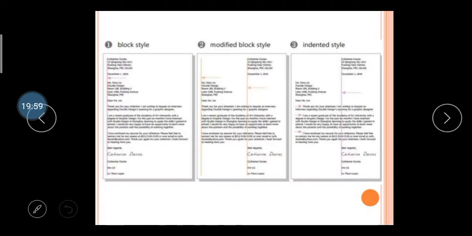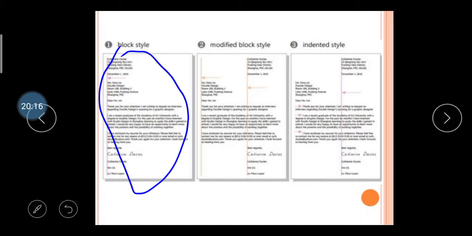Here is the layout of the block style, modified block style, and indented style. First of all, the block style. You can see here that all the details start from the left margin. The overall letter starts from the left side: the sender's name and address, the recipient's name and address, the salutation, and the signature all begin from the left side.